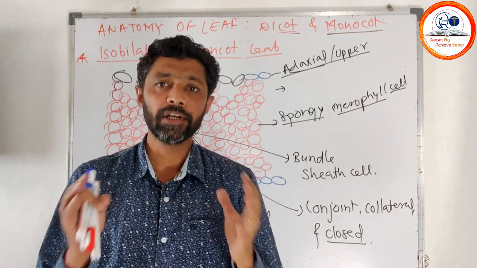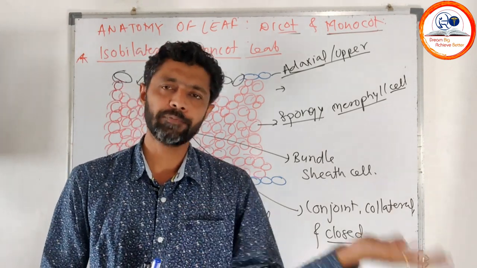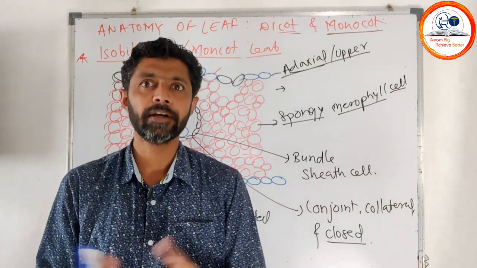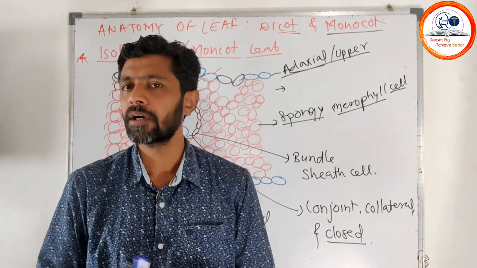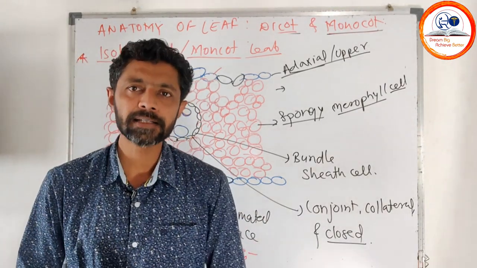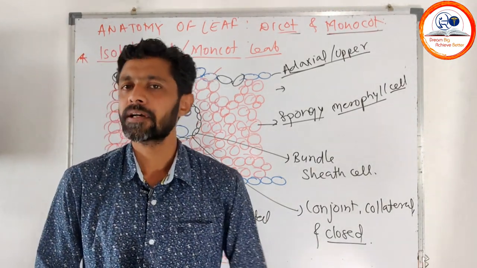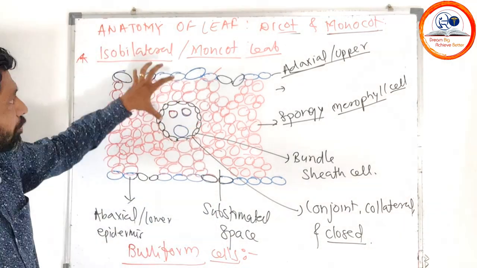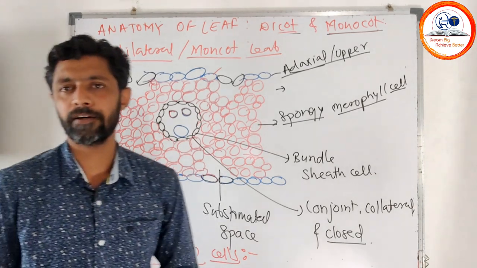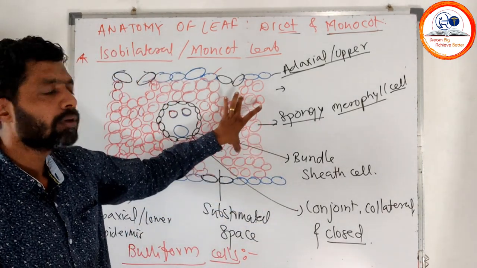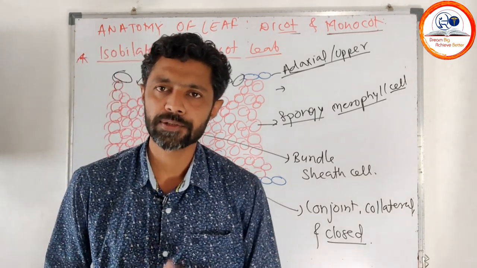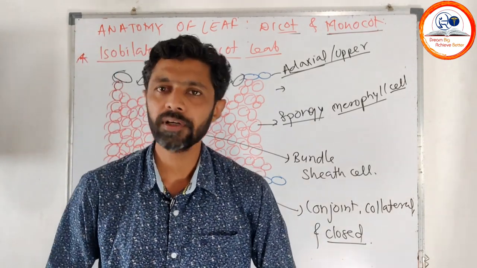Here the venation is parallel venation, as we have considered before. In dicots venation is reticulate. In reticulate venation most of the veins are of variable size, but in parallel venation only the veinlets are thick, while the veins are of the same size. So why are they isobilateral? Because here there is no distinction between the mesophyll cells toward the upper epidermis and the mesophyll cells toward the lower epidermis.